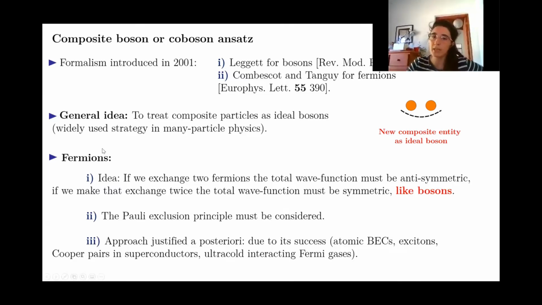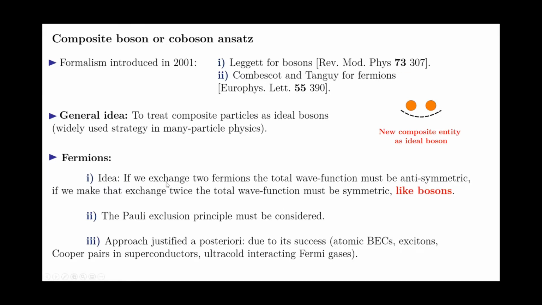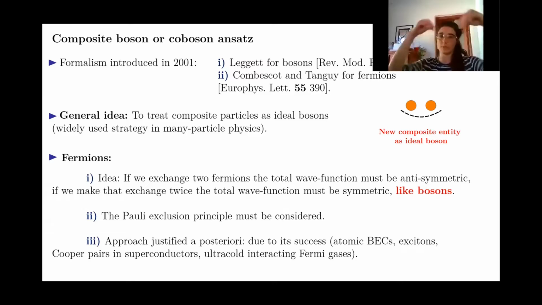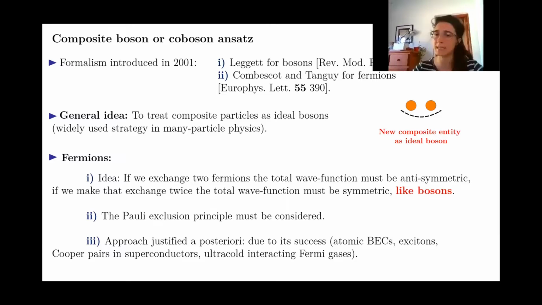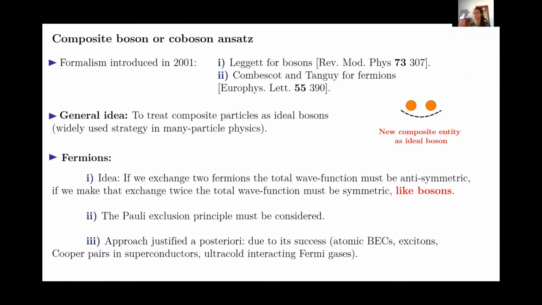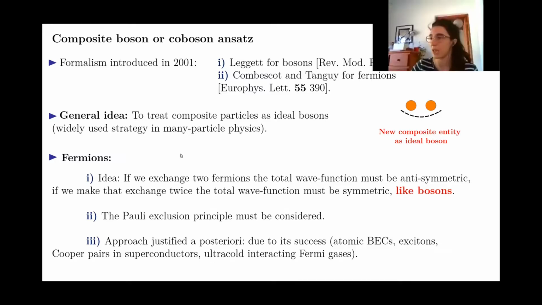When we think of fermionic particles, the underlying idea is that if we exchange two fermionic particles, the total wave function must be antisymmetric under this exchange. But if we exchange two pairs of fermions, the total wave function must be symmetric, like in the case of bosons. Then we can think of two fermionic particles like a new bosonic entity. Of course, when we use the formalism with fermions, we must take into account the Pauli exclusion principle.